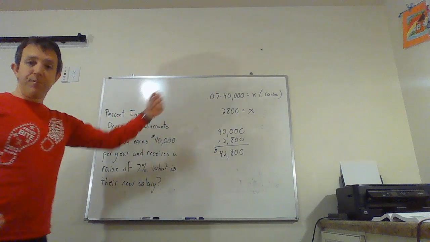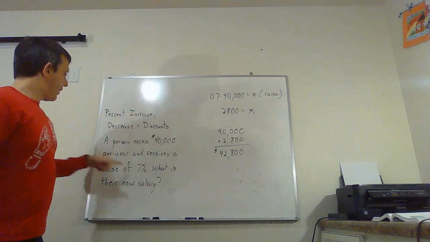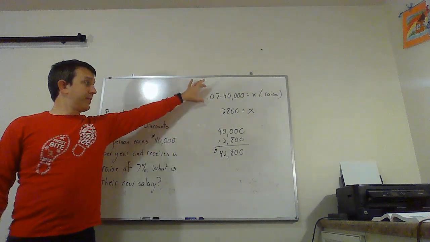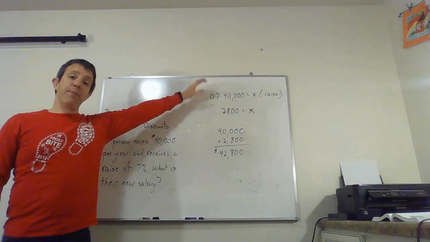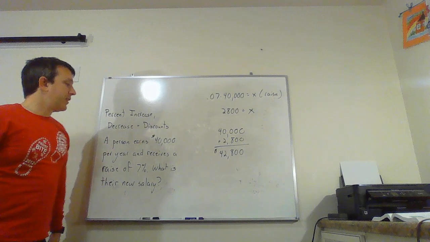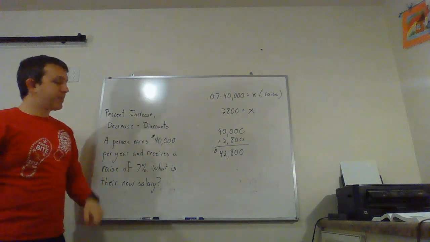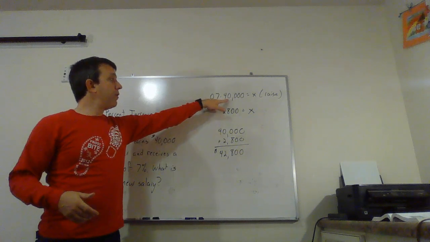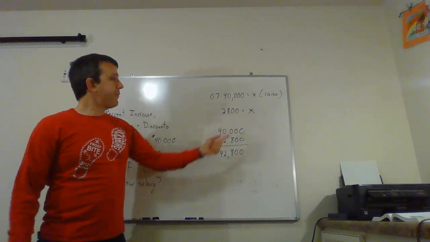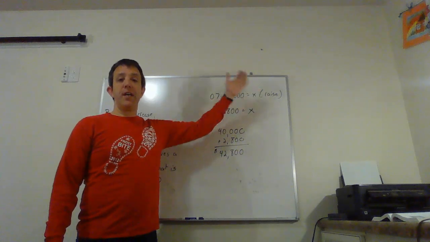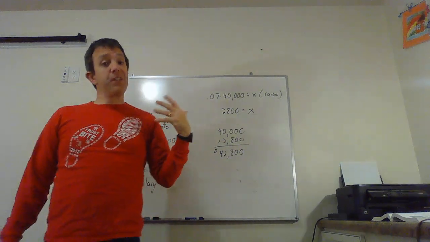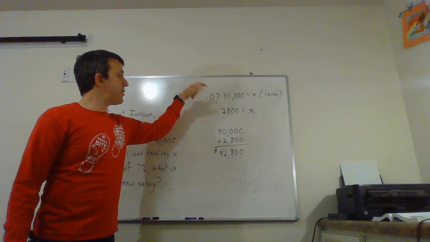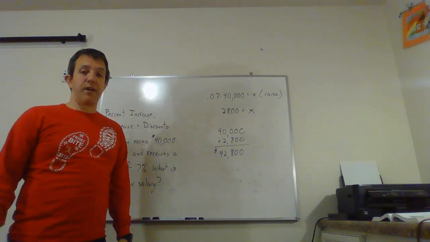So I set it up here. We have the 7%. I use 0.07 because remember, since I'm using the equation form, I need my percent to be written as a decimal. The $40,000 is the original salary, so that's going to be the whole or the base for the problem. And over here you can see I have X, that's what I'm trying to find, that's going to be the raise. So I do my multiplication, which gives me $2,800.